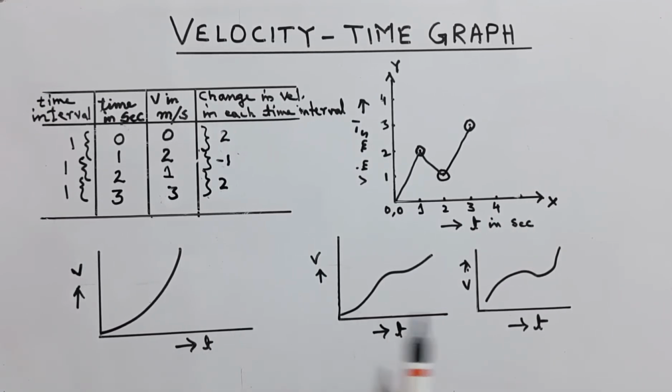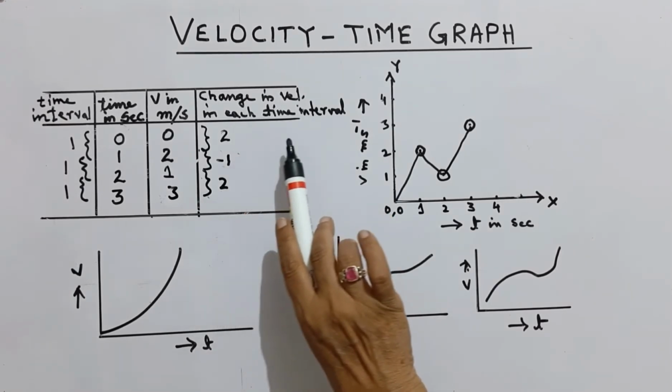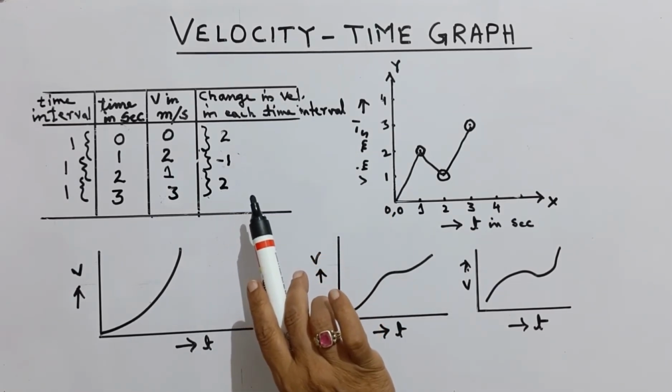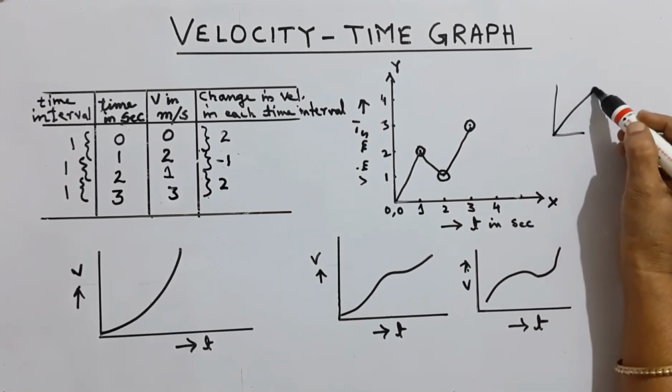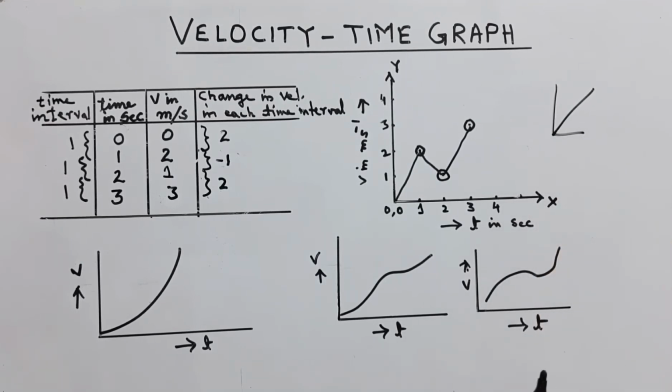Similarly, for other cases, whenever the change in velocity in each time interval is not the same, we find different natures of the graph. The graph may be a curve, a zigzag, a ladder-like structure, anything but a straight line. So we conclude that the velocity time graph for a uniformly accelerated motion will be a straight line making some angle with the x-axis. But in any other case, when the acceleration is not uniform, the graph will have a nature other than a straight line.